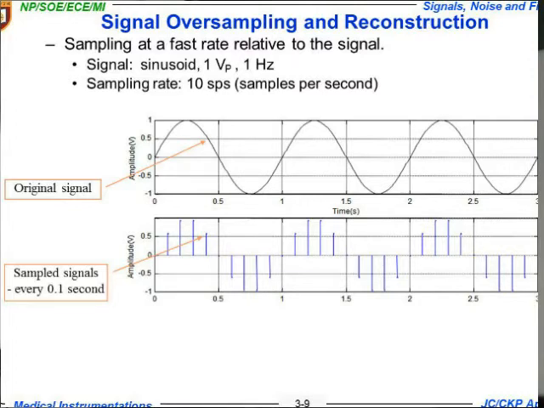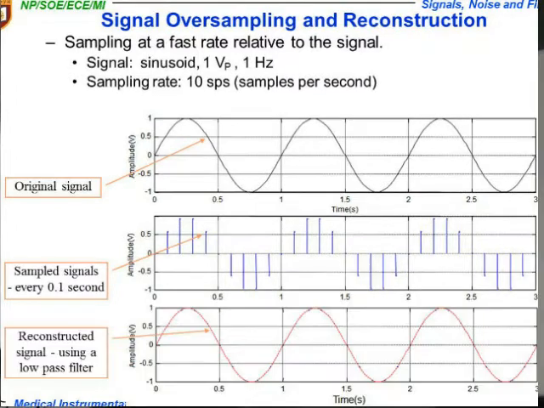And if you were to count that, 1, 2, 3, 4, 5, 6, 7, 8, 9, 10, we have here 10 that makes up 1 cycle. So this is 10 samples per second. So every sample is done every 0.1 second, or every 100 milliseconds we are doing 1 sample.